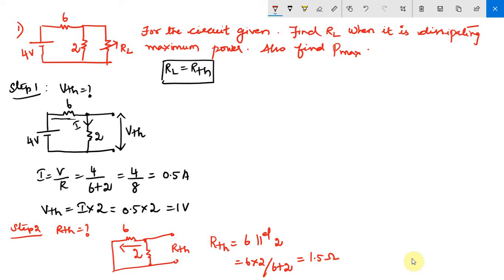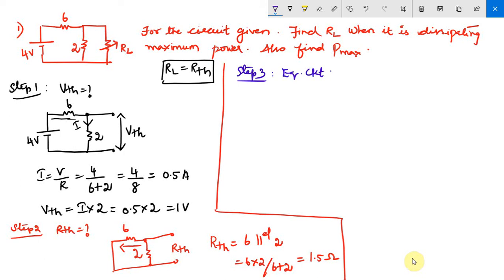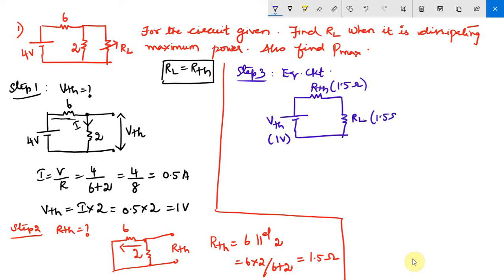Now step 3, we are going to draw the equivalent circuit. What is the equivalent circuit for Thevenin's theorem? We have to draw VTH that will be in series with your RTH source resistance, and that will be in series with your load RL. Now what are the values? VTH is going to be 1 volt, RTH is going to be 1.5 ohm, and RL is also equal to 1.5 ohm.